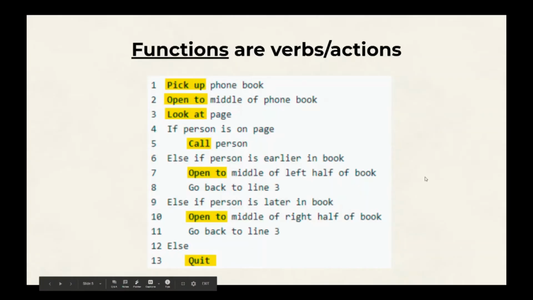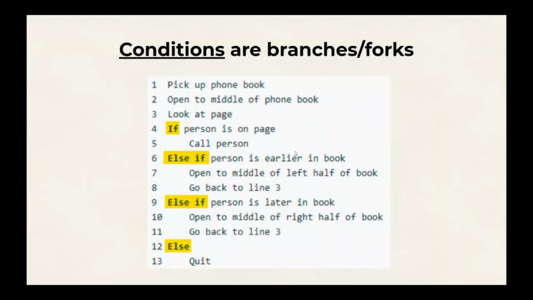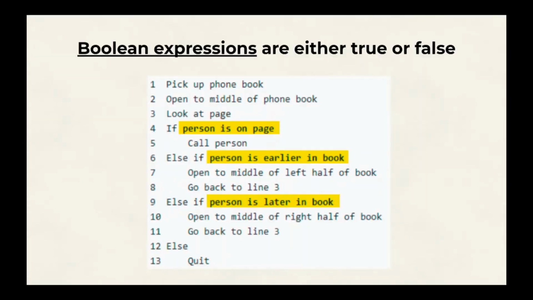So if we look at the highlighted words from the phone book search algorithm, we'll see that some of these lines start with the verbs or actions like pick up, open to, look at, and we'll call these functions. We also have branches that lead to different paths, all these if, else if, and else statements. And these are like forks in the road, which we'll call conditions. And the questions that decide where we go are called Boolean expressions, which eventually result in a value of yes or no, true or false.